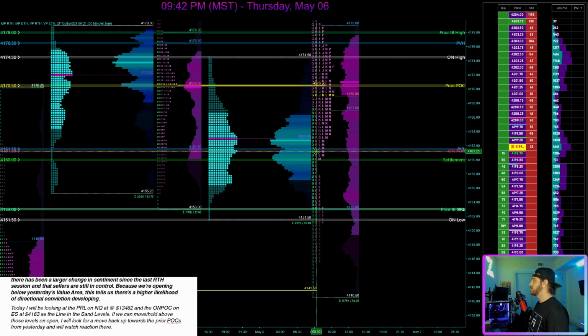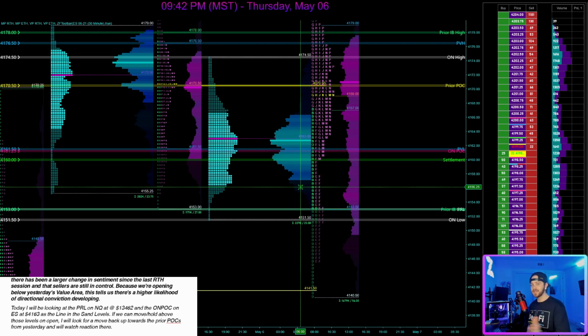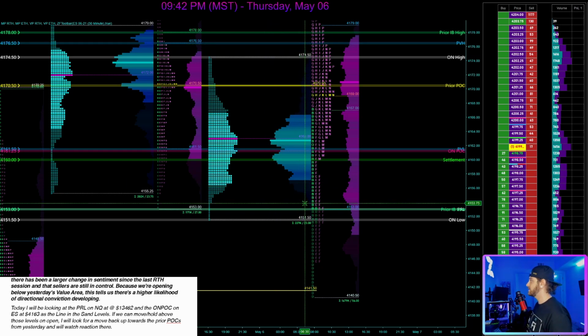So we opened, we moved up, and then we came down and tested this 4150 area in D period, which is still in the initial balance. That is the second 30 minutes of the opening session, so not 9:30 to 10, but 10 to 10:30. The initial balance, for those of you who are not aware, is the opening hour. B period is the opening 30 minutes of the New York session, 9:30 to 10, and D period is the next 30 minutes, 10 to 10:30, and that creates the initial balance.